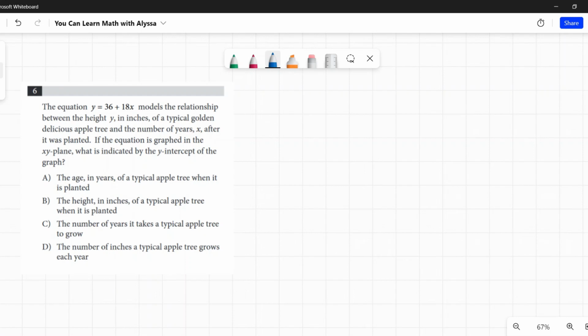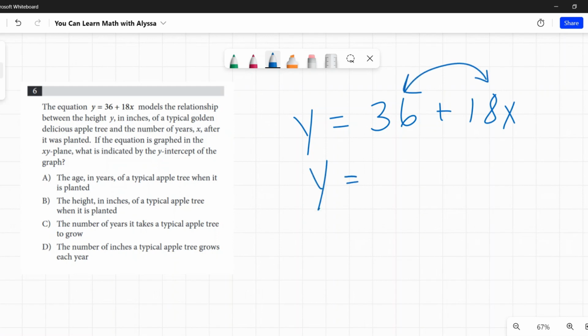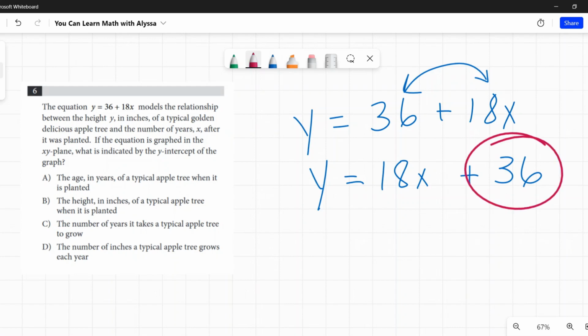All right, well, let's look at our original equation. Y equals 36 plus 18x. This is very close to being the slope-intercept form of a line. We just need to flip those two around, so I'm going to do that. Y equals 18x plus 36. Now, in slope-intercept form, this number by itself is the y-intercept.